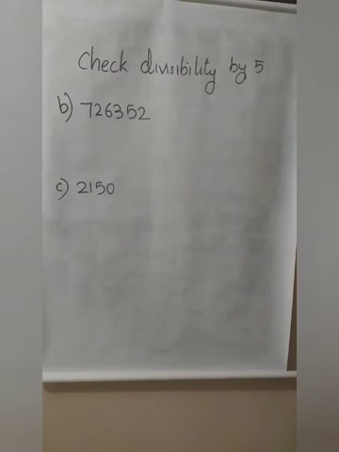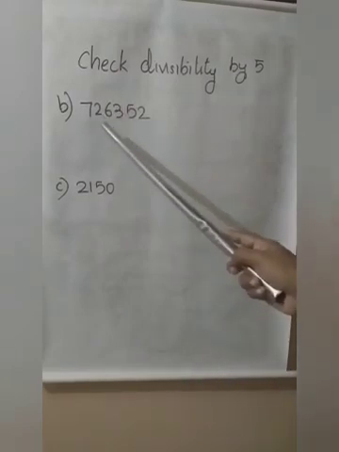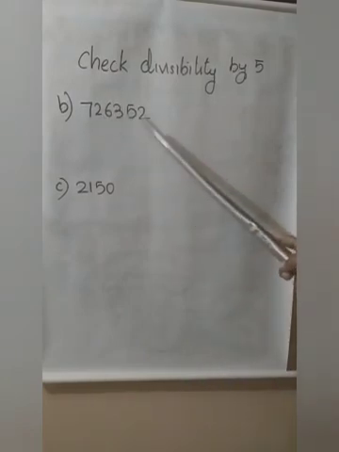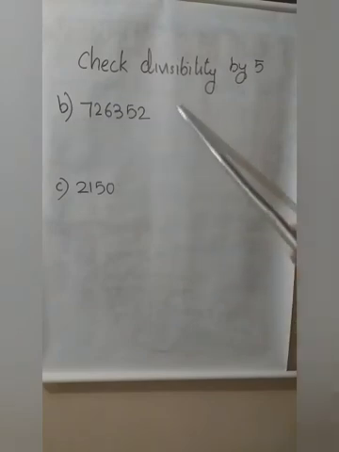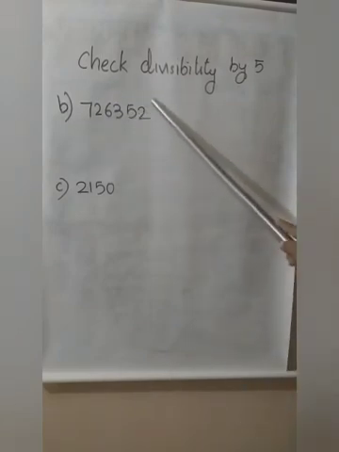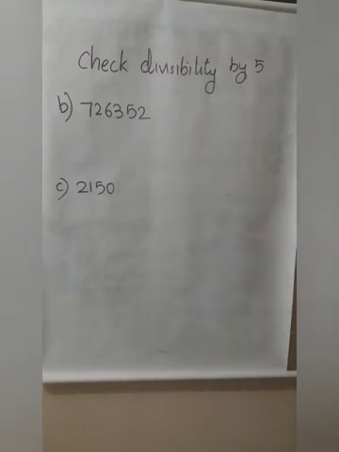Second example, 7,26,352. Whether this number is divisible by 5, what is in its ones place? We have 2, not 0 or 5. So, can we say this number is divisible by 5? No, this number is not divisible by 5 since its ones digit is not 0 or 5.